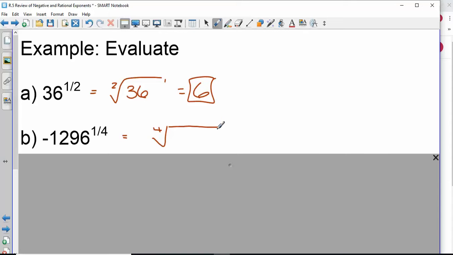First of all, if you have a negative under an even radical, like a square root, a 4th root, a 6th root, you're going to end up with an imaginary answer. Second, exponents only touch what's directly in front of them. If there is a negative out in front, the exponent does not apply to that. So my negative stays out here. So I have the negative 4th root of 1,296.